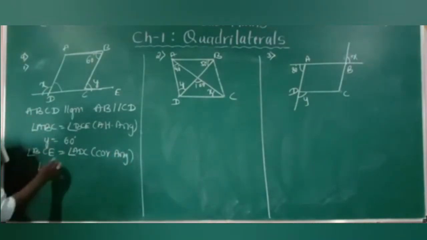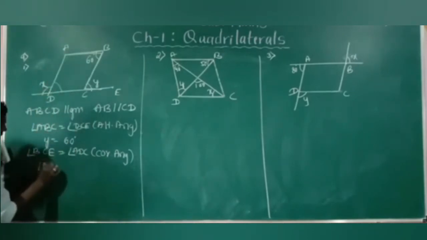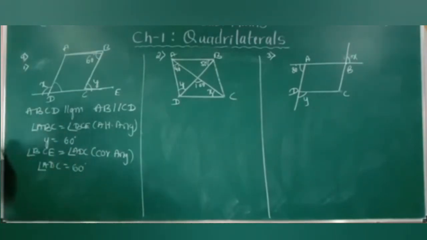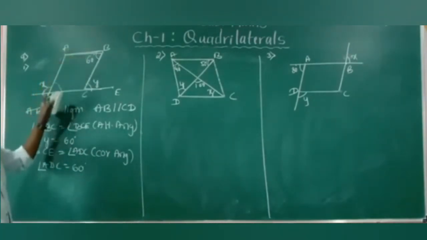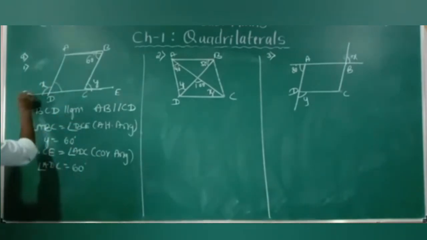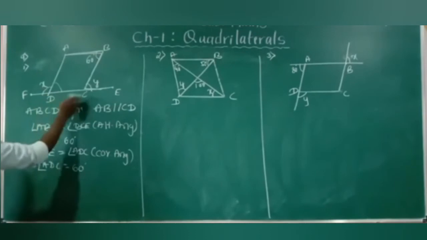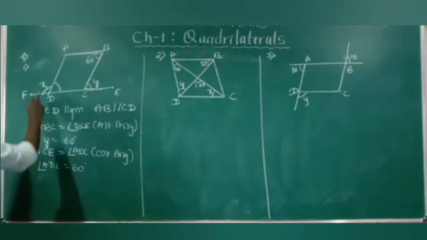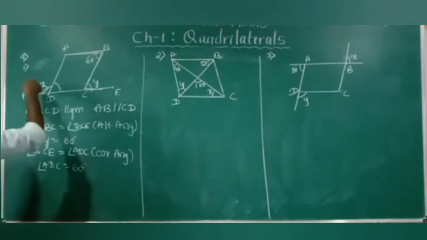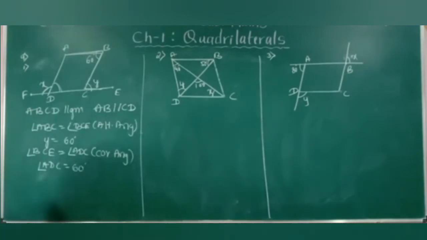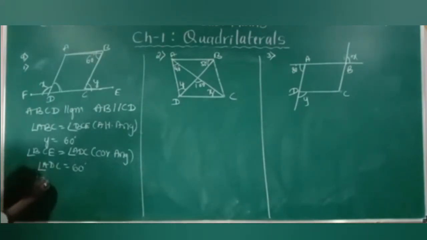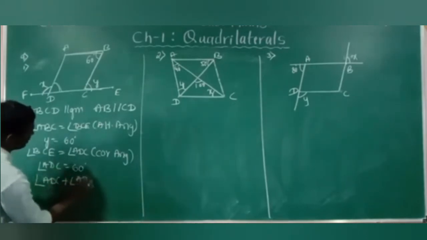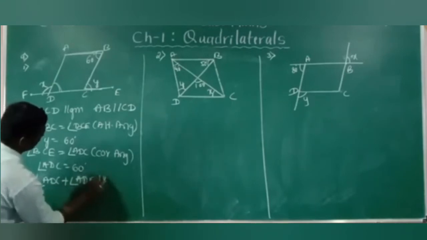Therefore angle ADC is equal to 60 degrees. Now here, take one more point, that is F. Angle ADC plus angle ADF: these two are adjacent angles. The sum of these two angles is equal to 180 degrees because the two angles are formed on a straight line. Angle ADC plus angle ADF is equal to 180 degrees.